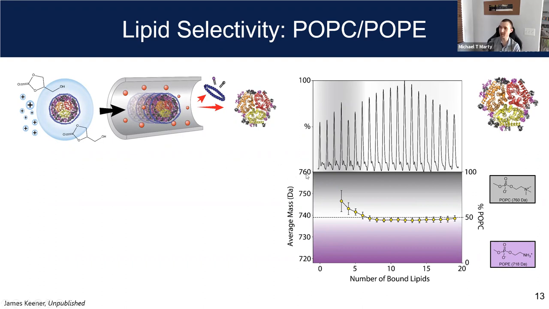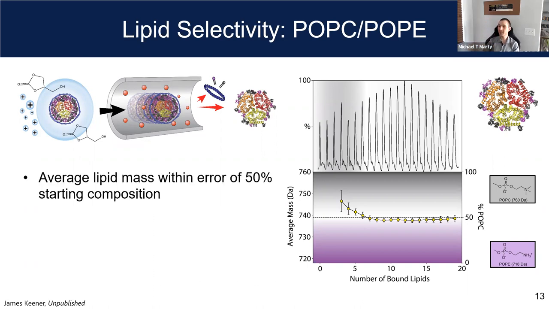Because we know that if it was 760, that would indicate it was 100% POPC. And if it was 718, that would indicate that it was 100% POPE. What we see is really something right in the middle. And this is kind of what we expect, right? We made a 50-50 blend of POPC and POPE. We break it out. We're basically seeing 50-50 lipids stuck to it, right? I would say for all of these peaks, it's basically within error.